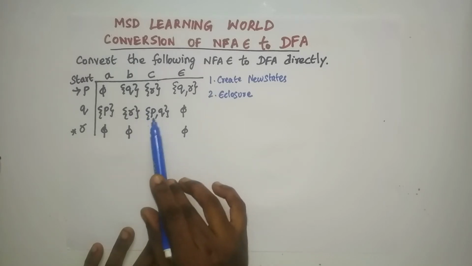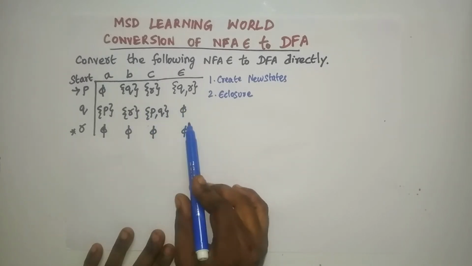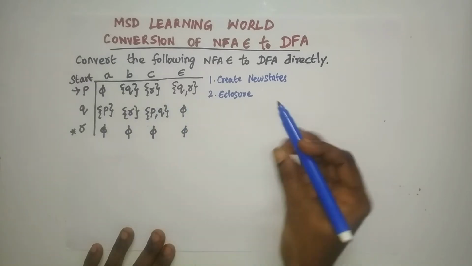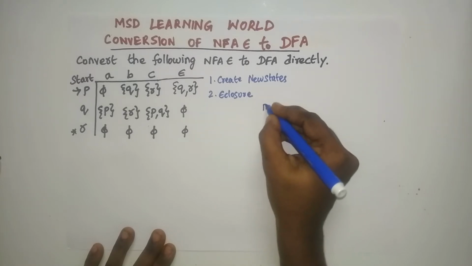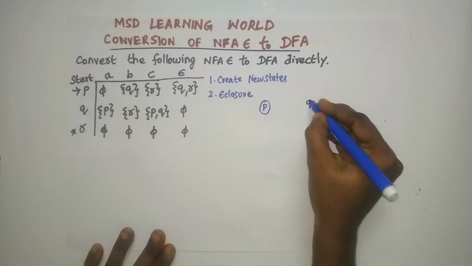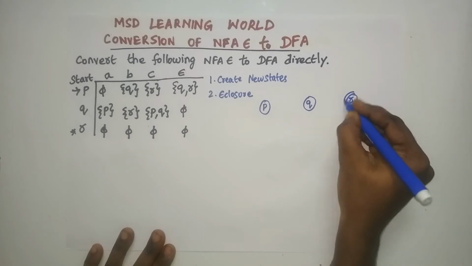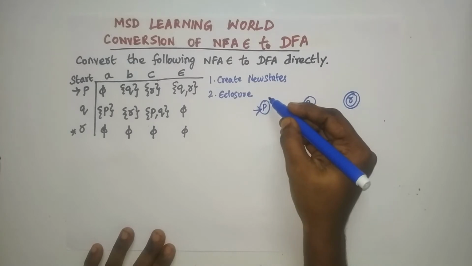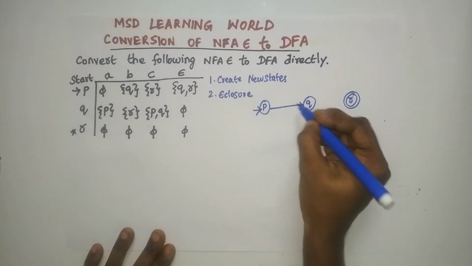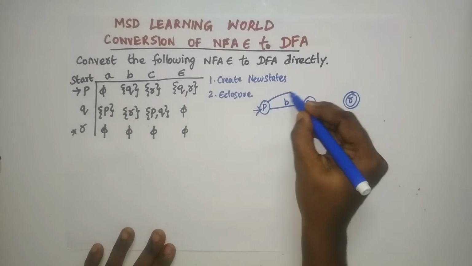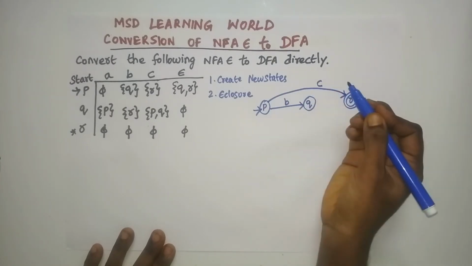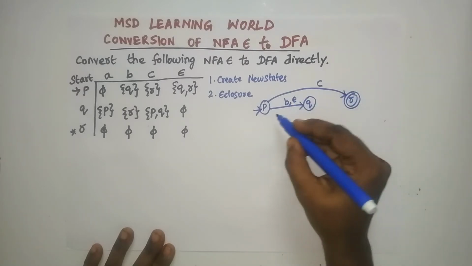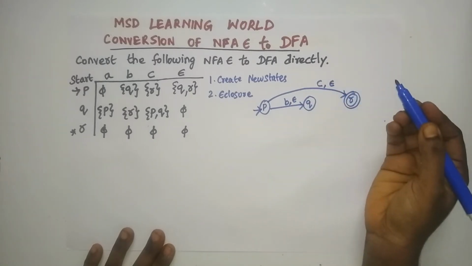So for this machine now we are going to create the direct DFA. So the first step is to create the transition diagram for this. The transition diagram for this is we have the states P, Q and R. R is the final state. So P is the initial state. So P on A it is empty, P on B it is to the state Q, and P on C it is to the state R, and P on epsilon it is going to the state Q as well as R. So C comma epsilon.